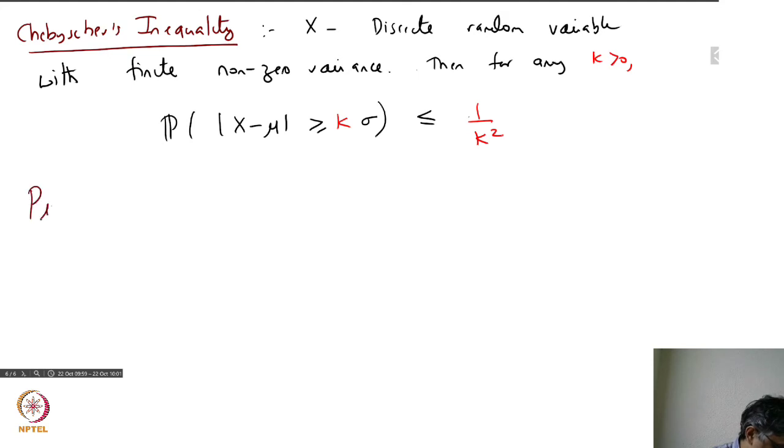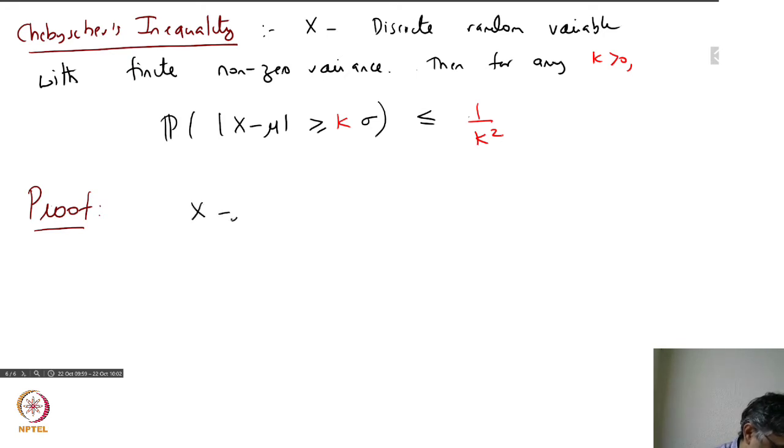Here's the proof. The trick is that you want to apply Markov inequality to a non-negative random variable. X is not non-negative, so you can't apply it to X. But you're almost close by. You have X minus mu in absolute value, and that's the trick. So what you think about is the following.